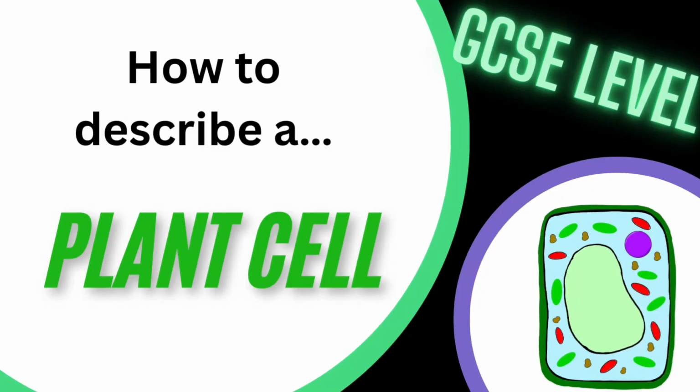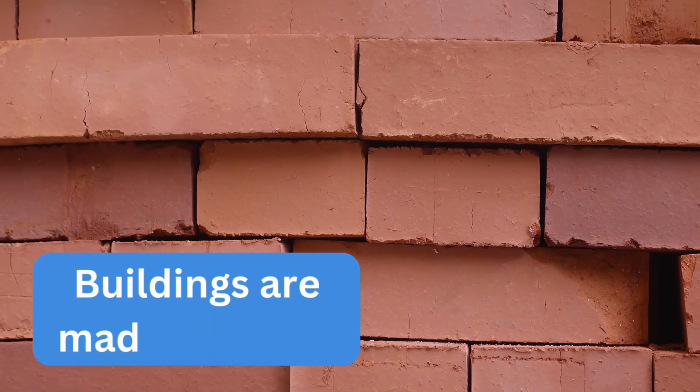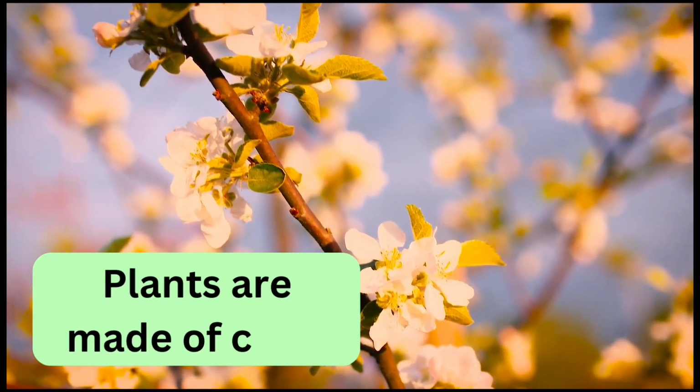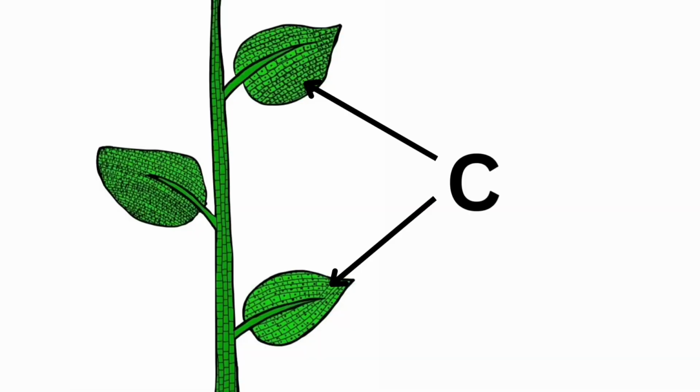In this video, I'm going to help you to revise plant cells. When you look closely at buildings, you can see that they're made of bricks. Living things like plants are built of cells. And if you look really closely at this diagram of a plant, you will see the tiny little cells that the plant is built from.